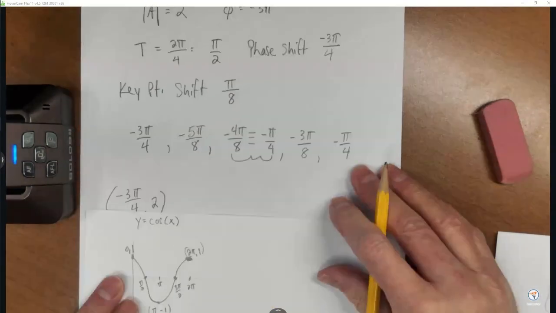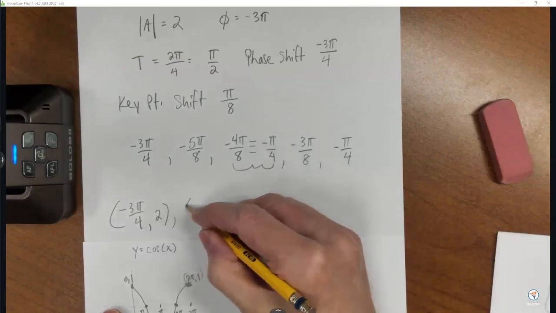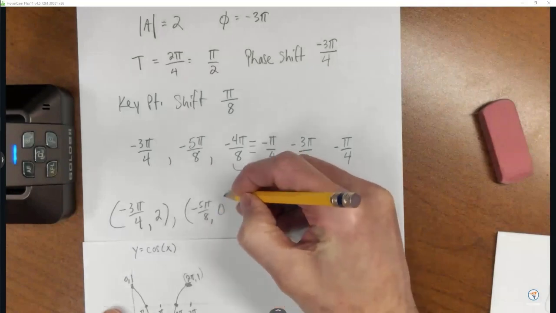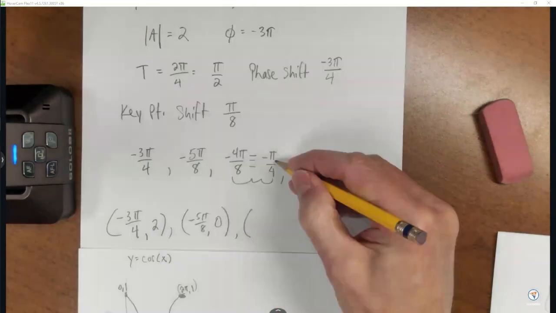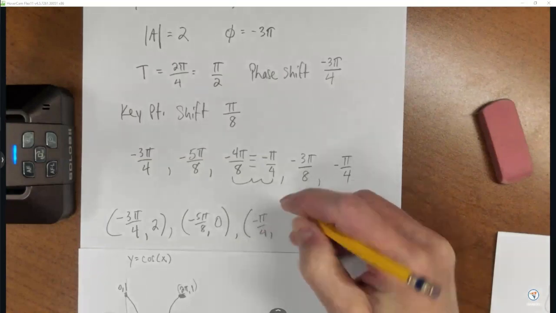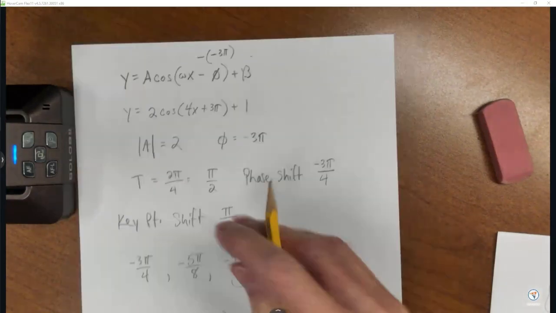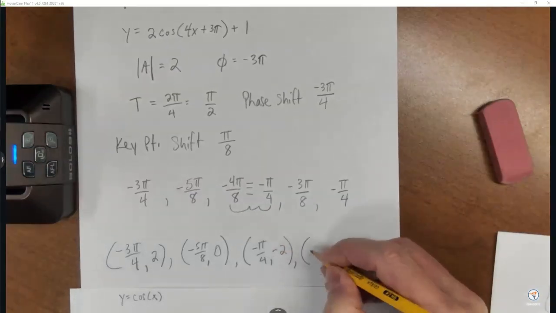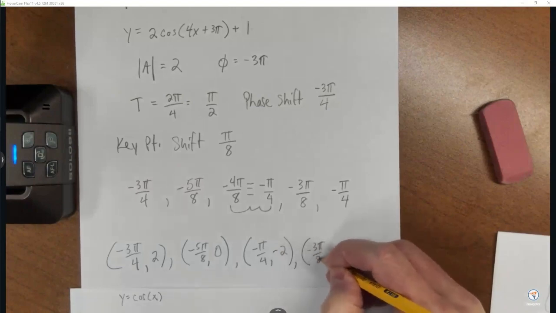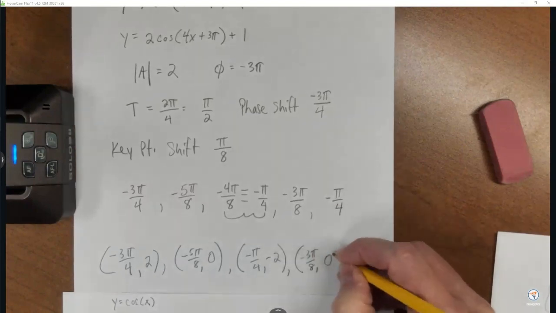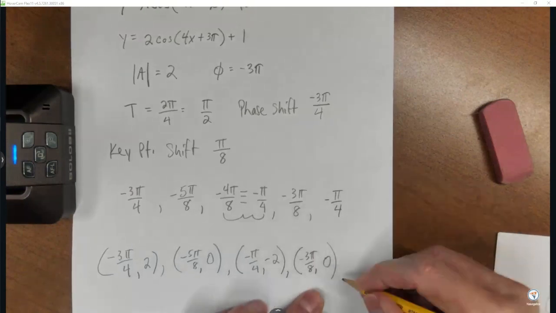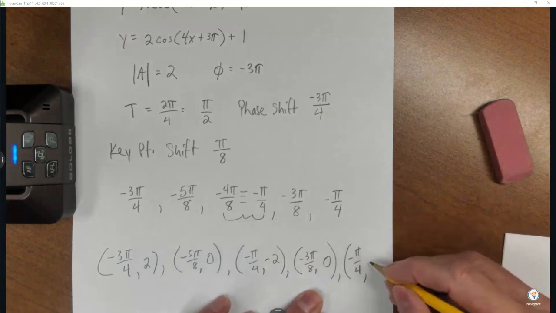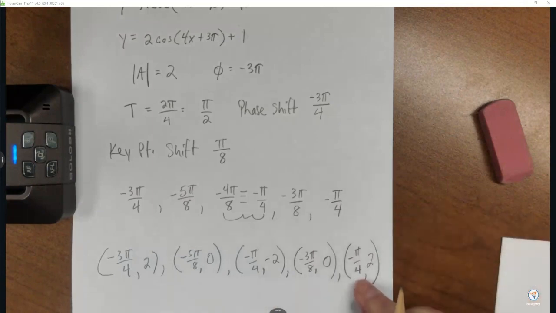The next one is going to be negative 5 pi over 8, and that's going to be where the 0 happens. At negative pi over 4, we're going to get the negative 1, but with the amplitude, that becomes a negative 2. And then at negative 3 pi over 8, we hit another 0. And at negative pi over 4, we're back to 1, but with amplitude of 2, so it becomes a 2.